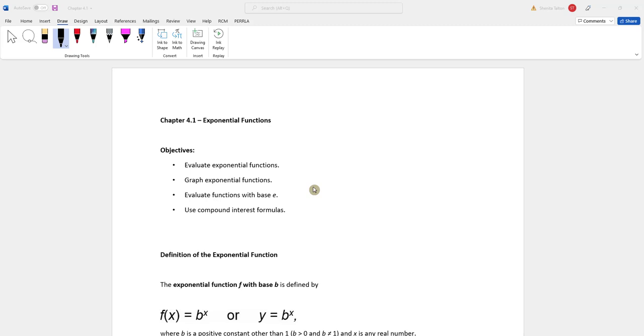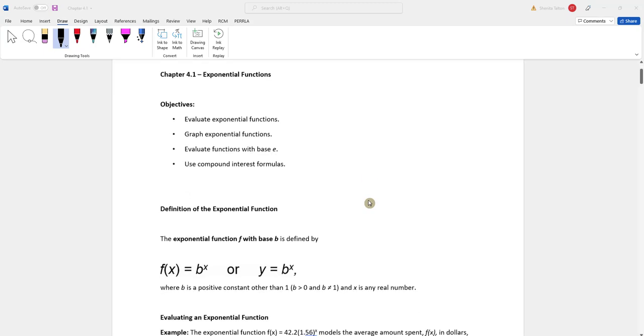Today we're going to talk about Chapter 4.1, Exponential Functions. We'll talk about how to evaluate and graph exponential functions, evaluate functions with base e, and use compound interest formulas.